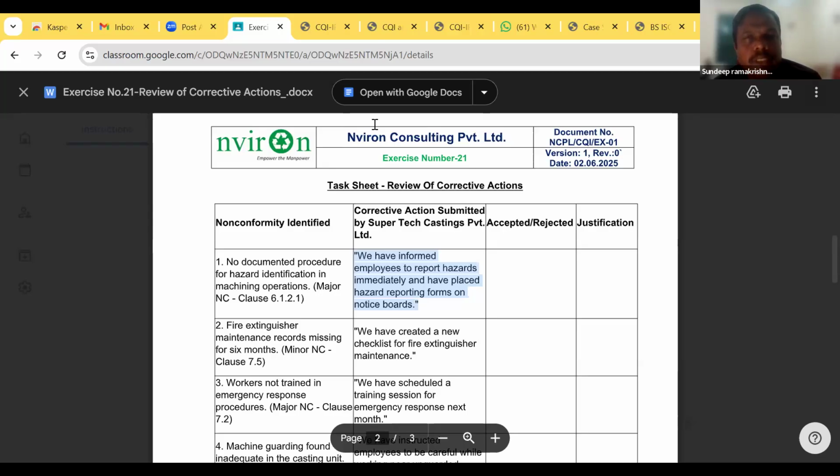See, hazard identification and risk assessment has to be ongoing and proactive. Placing a hazard reporting form on a notice board is not hazard identification. Do you understand, all of you? Sir, it's incident reporting. See, this is the corrective action the auditee is giving you. You accept this is the question. So two of you are saying reject. Anybody saying accept?